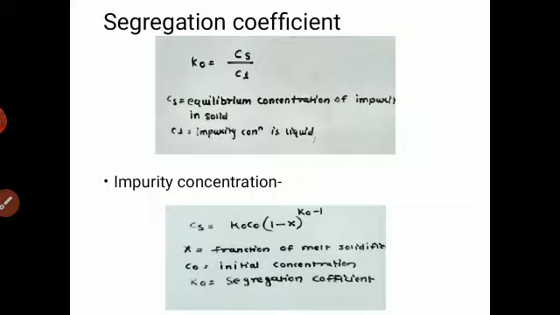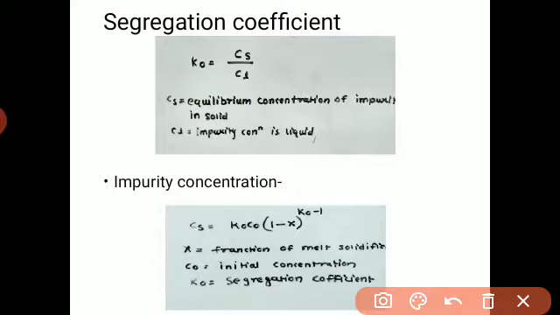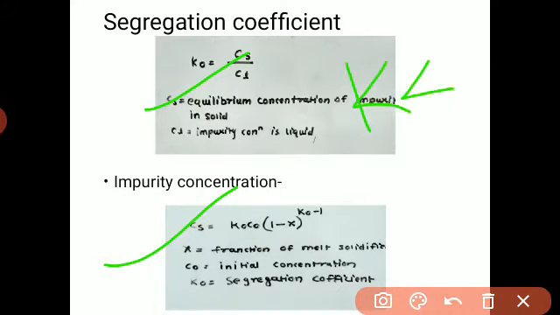In today's session, we will see some numerical problems of the CZ method and also cover the FZ method. In our previous session, we have seen two important formulas. First one is the segregation coefficient and second one is the impurity concentration. The segregation coefficient cannot be greater than 1. It should always be less than or equal to 1.